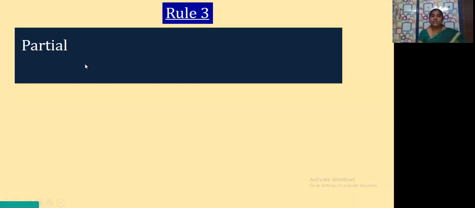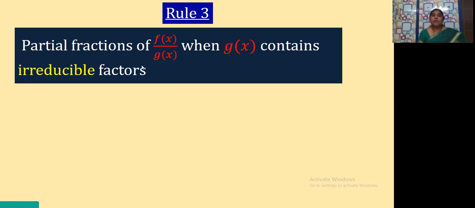What is rule 3? Partial fractions of f of x by g of x when g of x contains irreducible factors. Till now we have seen irreducible factors only, yes or not? But what kind of factors have you seen? There we have seen the linear factors, yes or not? Now here we are going to see the quadratic factors. So what is that? Let us see.